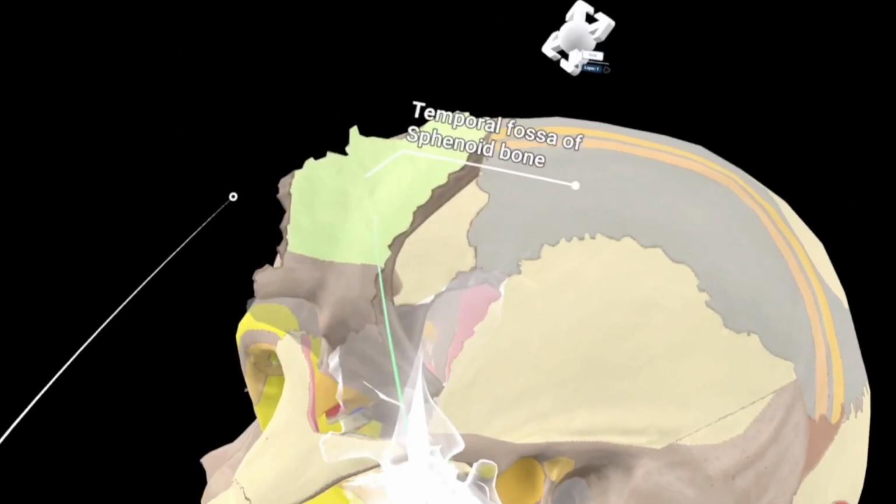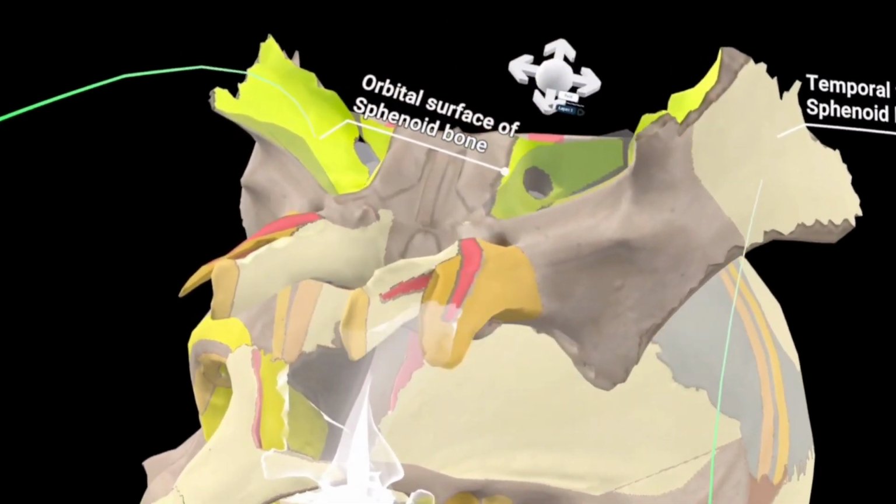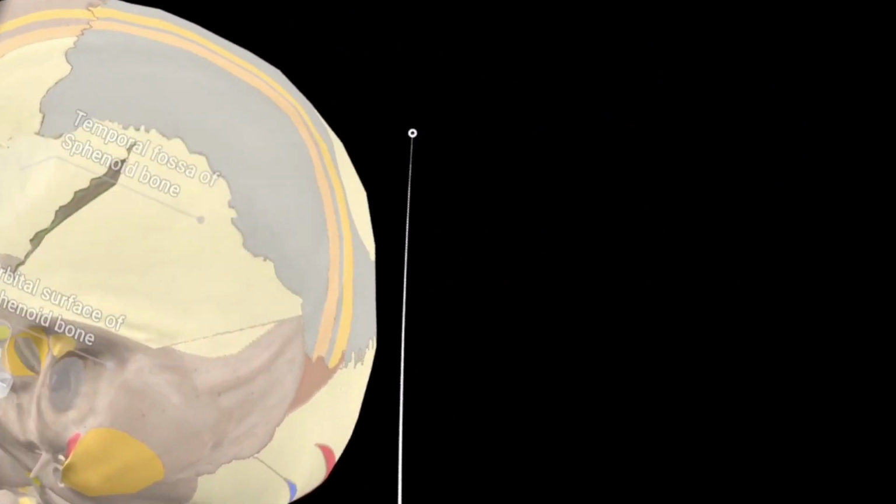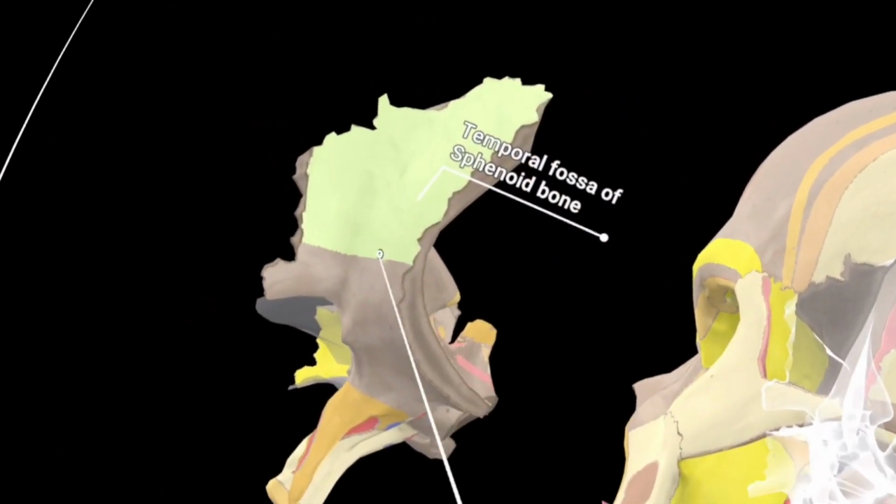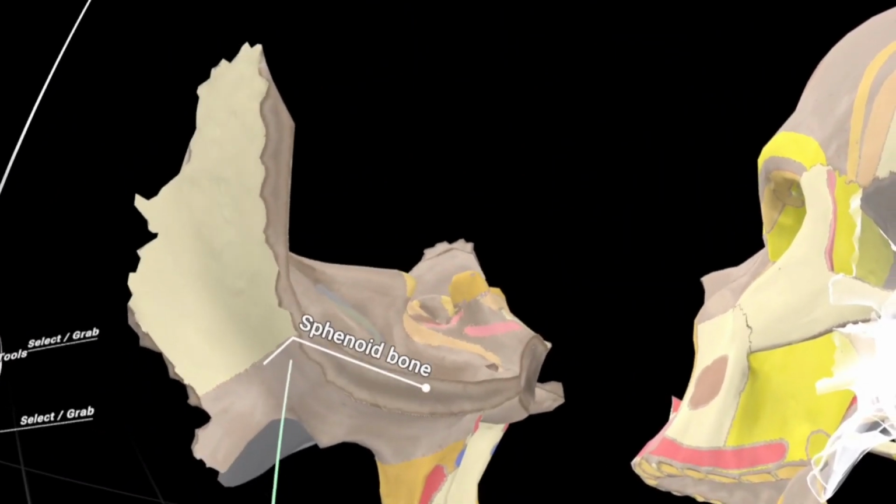Next, we're looking at the sphenoid bone. The sphenoid bone. It's a large bone that goes all the way across the skull. The sphenoid bone.